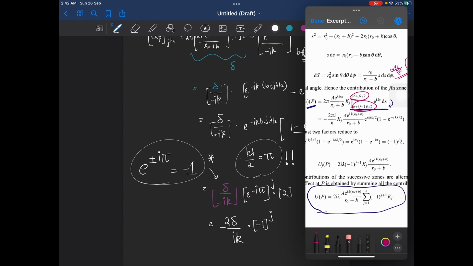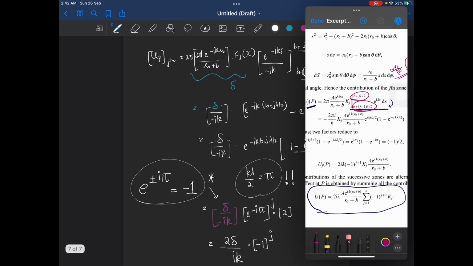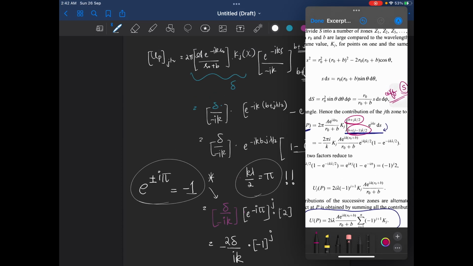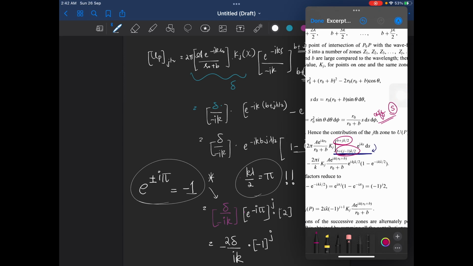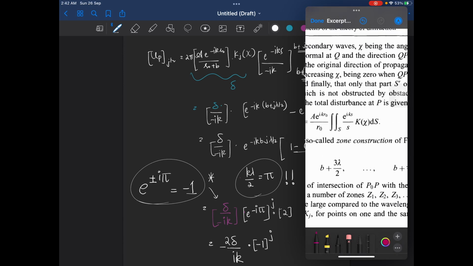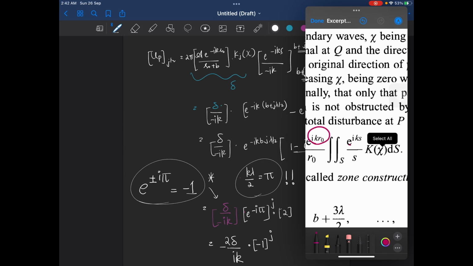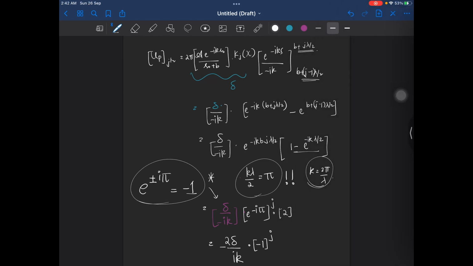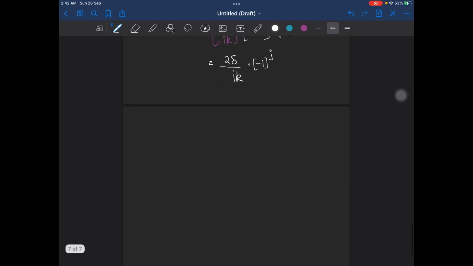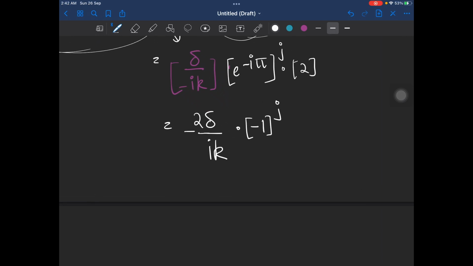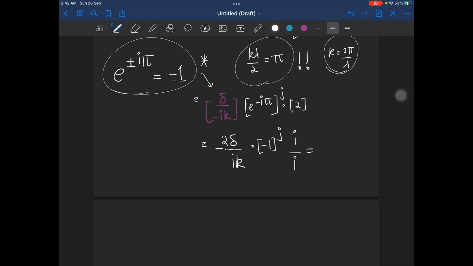Okay, where did the minus come from now? From the beginning, he took ikr, not minus. That's fine, of course, because we still have the things. It's fine. We will still proceed to multiply by this to make things look good: 2i delta by k times (minus 1)^j.